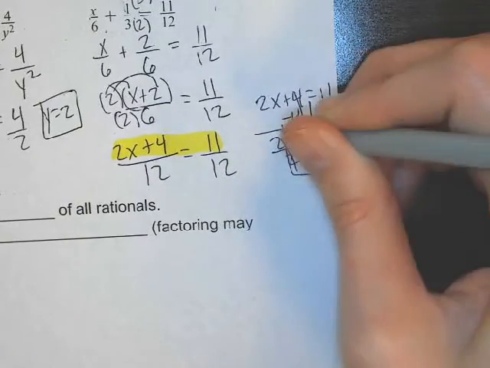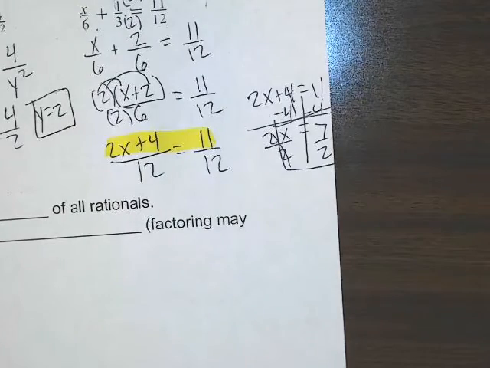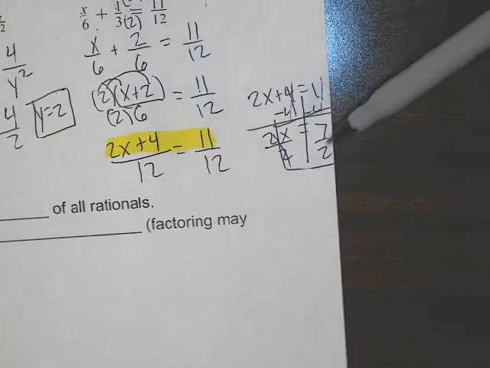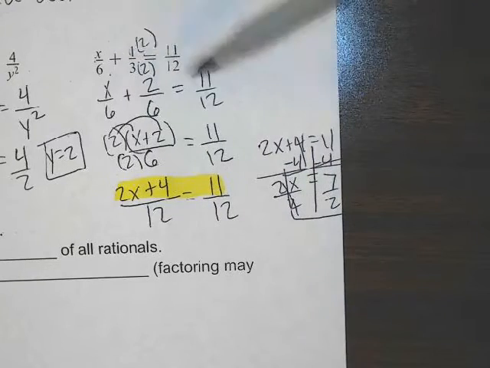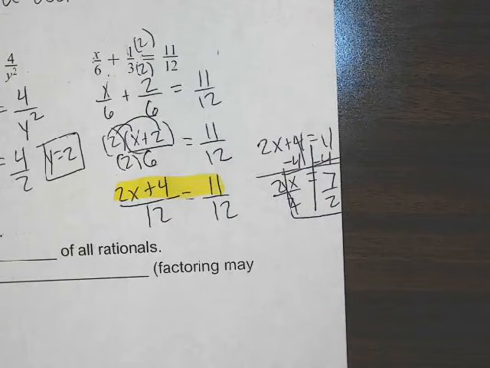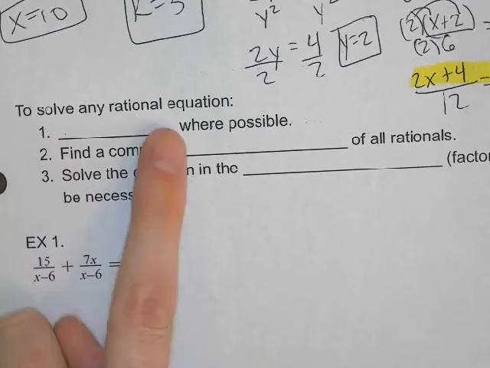Did we do it wrong? No, you could get fractions and decimals. There's nothing wrong with that. So what this means is if I were to have taken the 7 over 2 and plugged it in for x, it should make a true statement. Questions?